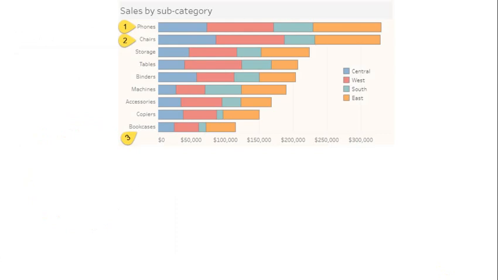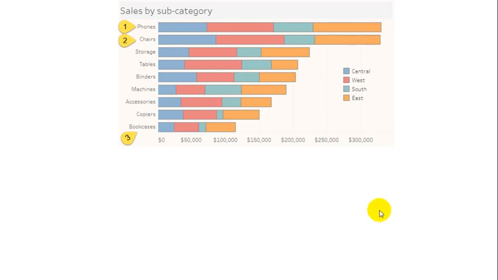Another less obvious and not necessarily always an effective way to show parts to a whole are stacked bar charts. This is not a good way to do it. What we're looking at here are sales by category, like phones, chairs, binders, bookcases. The colors represent the geographic sales district. Instead of showing the dollar amount or the total sales, you could sum the sales and calculate the percent of total sales for each category.